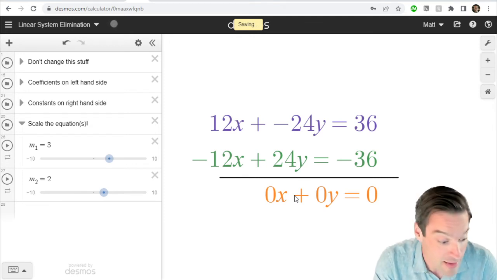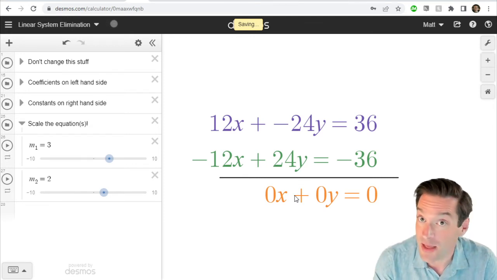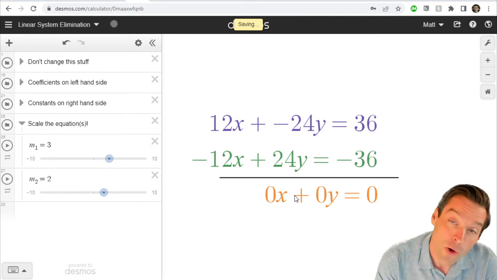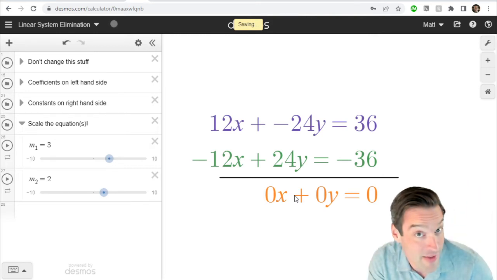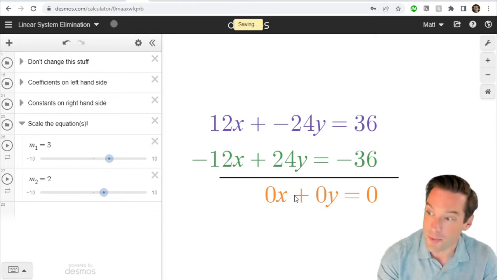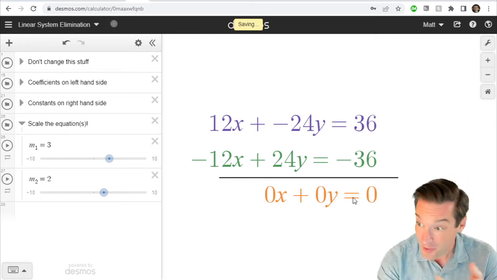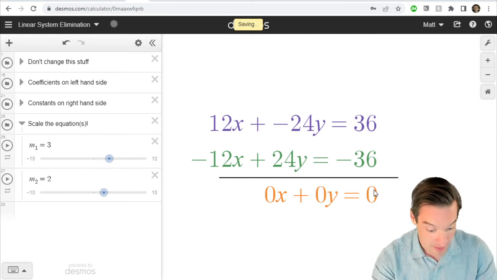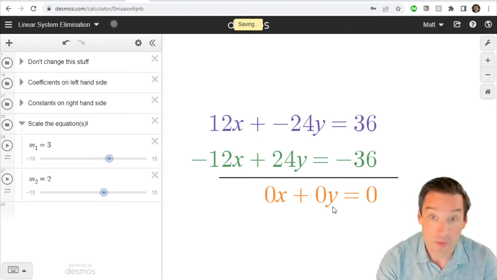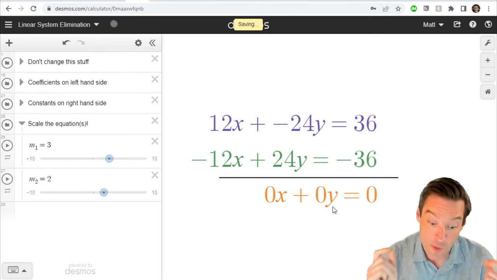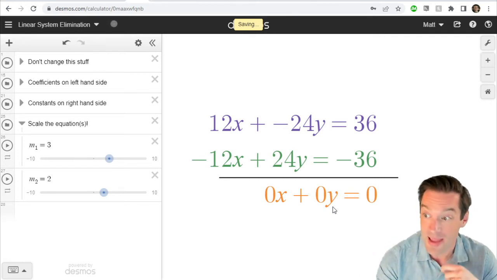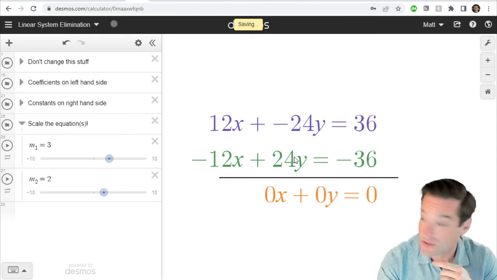So the thing that we get is either going to be a true statement independent of the values of x and y, or it's going to be a false statement independent of the values of x and y. And that all depends on what we get on the right-hand side. On the right-hand side, we got 0. And so when we add these two together and simplify, we just get 0 equals 0. And that's a true statement no matter what values x and y had in these original equations, right?